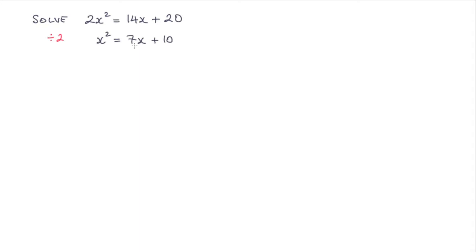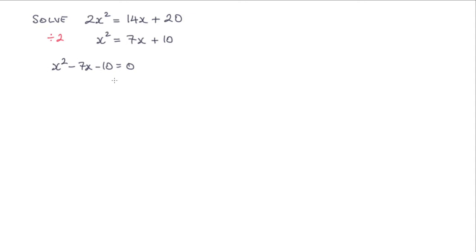I'm now going to rearrange this equation to get it into a standard quadratic form. So what we'll have is x squared minus 7x minus 10 equals 0. If you're not sure about that step, I've subtracted 7x from both sides. So we get a 7x on the left, and the 7x's will cancel. I've subtracted 10 from both sides. The 10 would cancel here. I would have a negative 10 on the left.